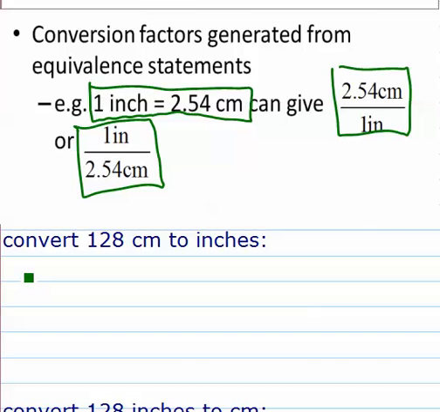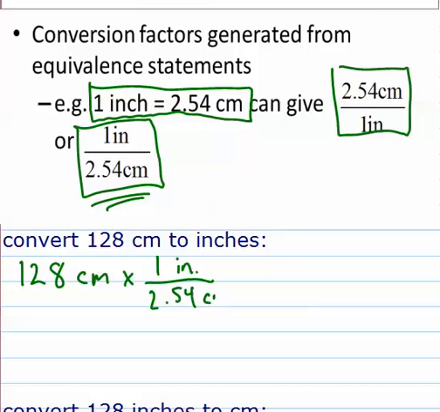And so we will always follow this very straightforward process. So we will say 128 centimeters. It's important to always include our units here. And we're going to multiply this by our conversion factor. In this case, we want to go from centimeters to inches, so we want to make sure that inches are on the top, and we're going to use this conversion. So we'll say there is 1 inch per 2.54 centimeters.